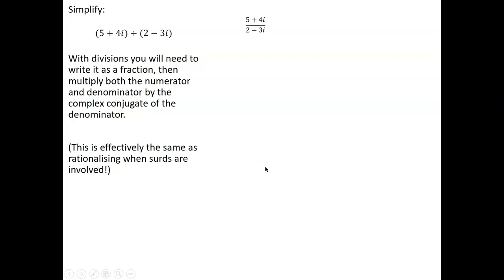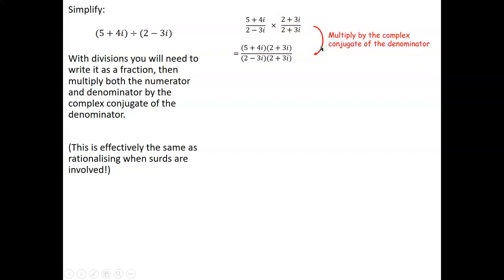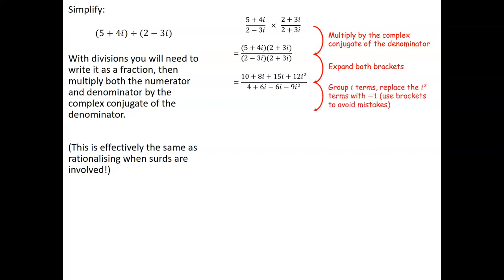Write as a fraction. The complex conjugate of my denominator is 2 plus 3i, so I multiply by 2 plus 3i over 2 plus 3i. Write it out with brackets. Expand the brackets with 4 terms. Collect the i's and rewrite the i squared as -1. Collect up the number parts.